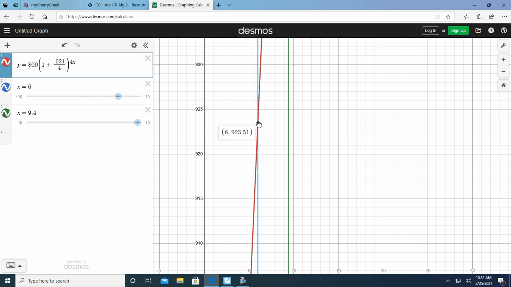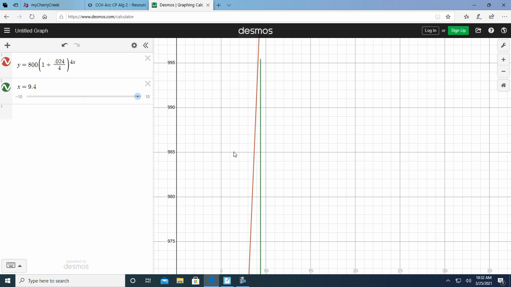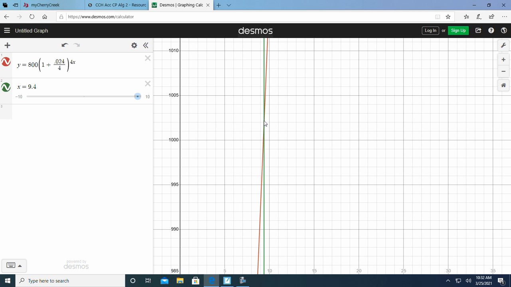So let me write that down. So after 6 years, we're going to have $923.51. So I want to look at this green one now. I have to adjust my graph a little bit so I can see where it intersects. And I can get rid of the blue. I don't need the blue anymore. So it looks like at 9.4 years, we're going to have $1,001.78.